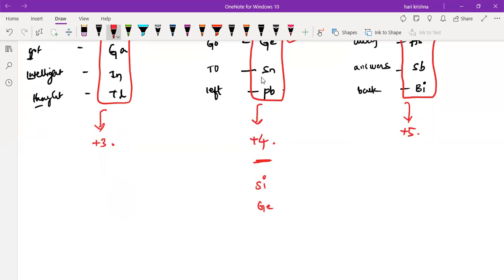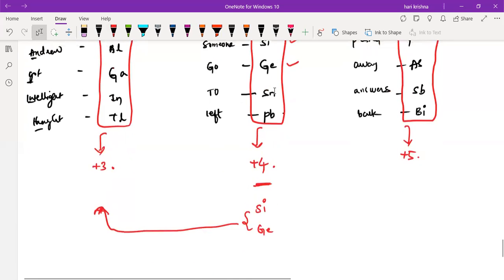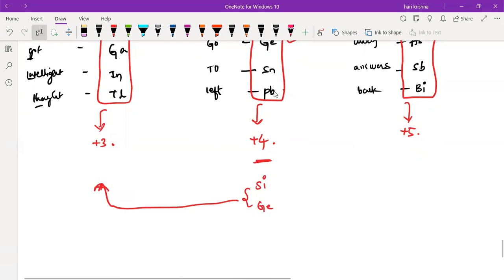Now, if you are doping this silicon germanium semiconductor with the 13th group elements, either you can take aluminum or gallium, if you are doping the silicon germanium with gallium or aluminum, what will happen? It will form the P type of semiconductors because of deficiency of valency electrons.